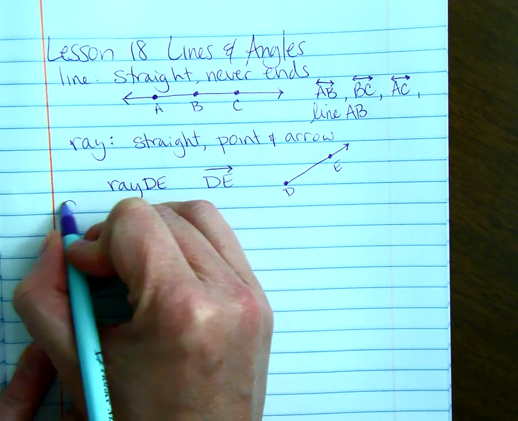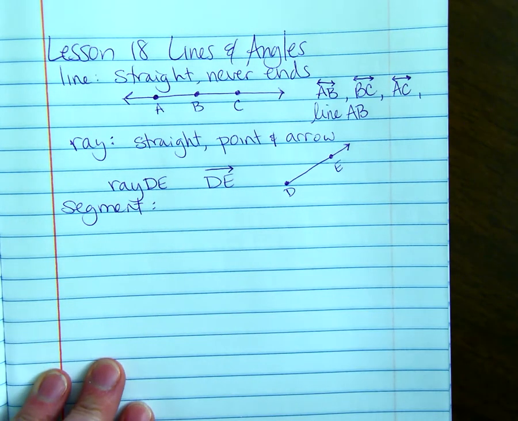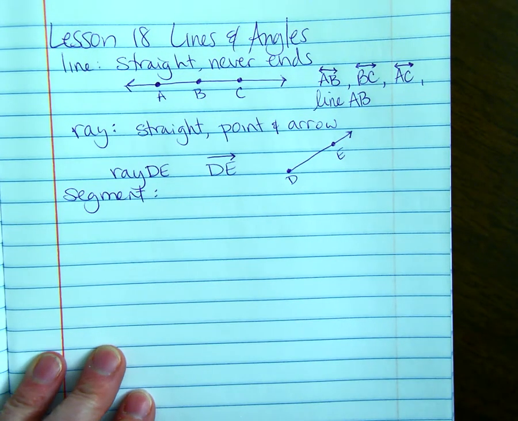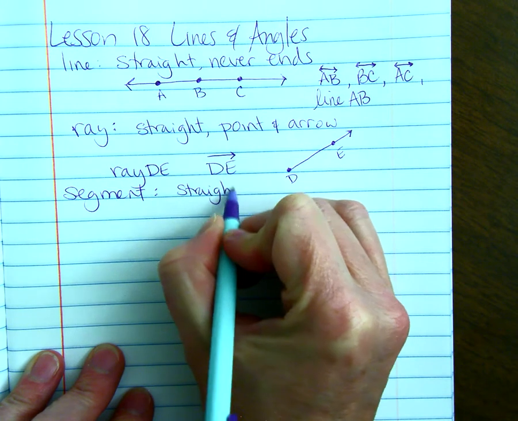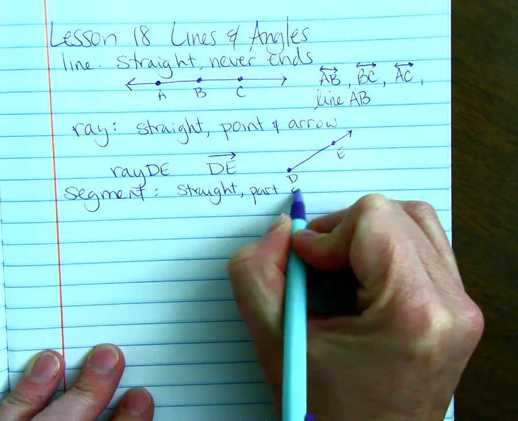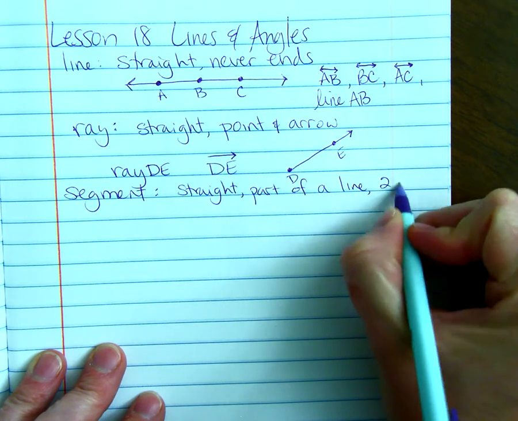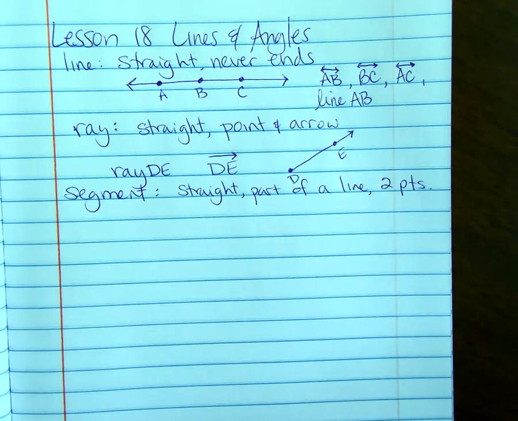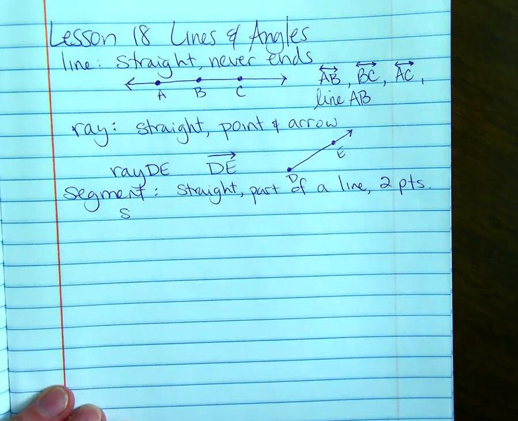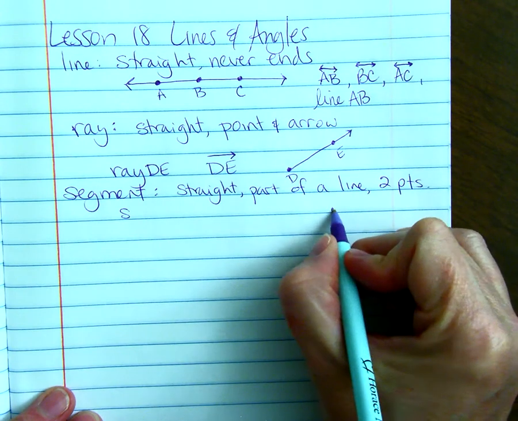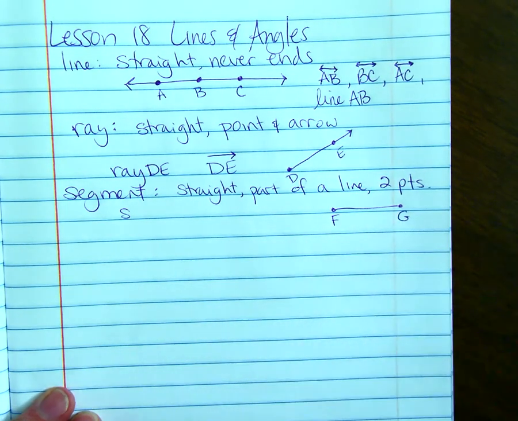A segment is a part of a line. So it is straight and it has 2 points. So each end is an end point. So it's straight. We're going to put in here that it is part of a line. And it has 2 points, on each end. So we're going to draw one. I didn't draw one yet. So we're going to name this point F and this one G.